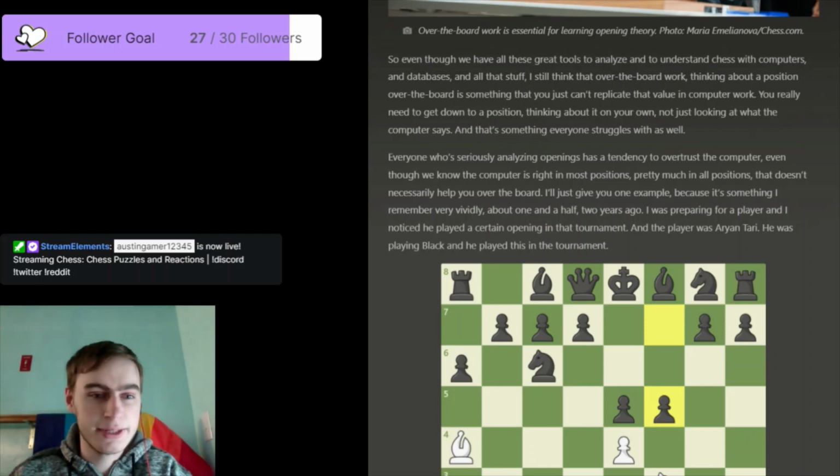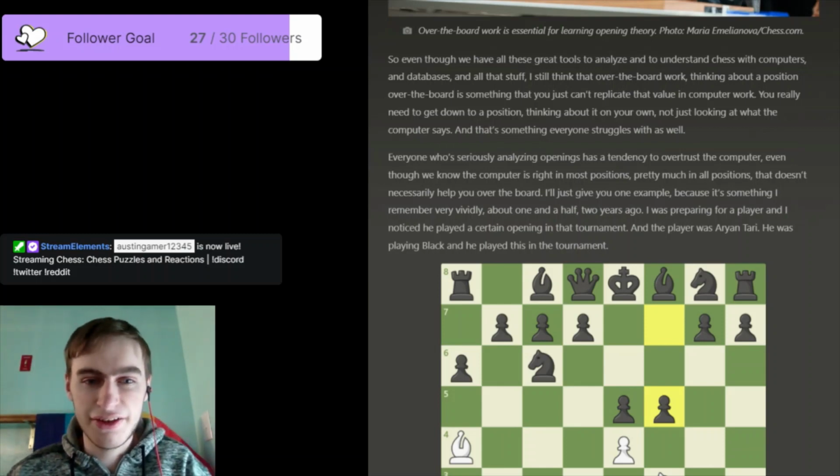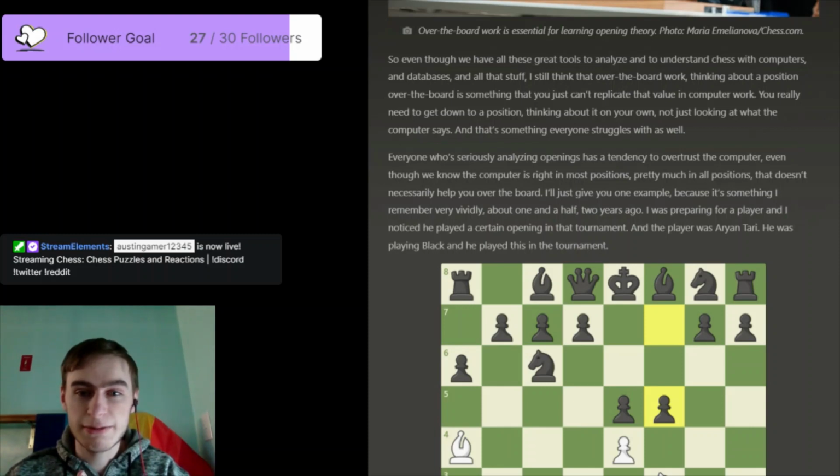with computers and databases and all that stuff, I still think that thinking about a position over the board is something you can't replicate the value of in computer work. You really need to get down to a position and think about it on your own, not just look at what the computer says. And that's something everyone struggles with as well.